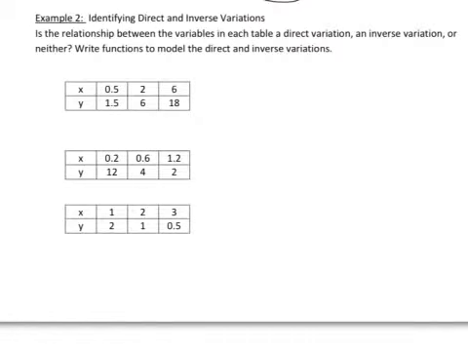All right, these next ones, let me read it. Is the relationship between the variables in each table a direct variation, an inverse variation, or neither? So we are going to look at each of these. We'll look at this and figure out what kind of variation it has, if it has one. And then if it does, we're going to write the function to model it.